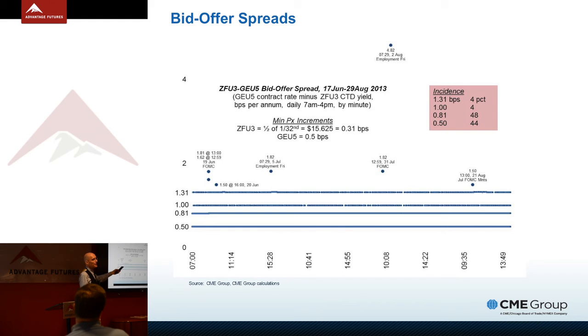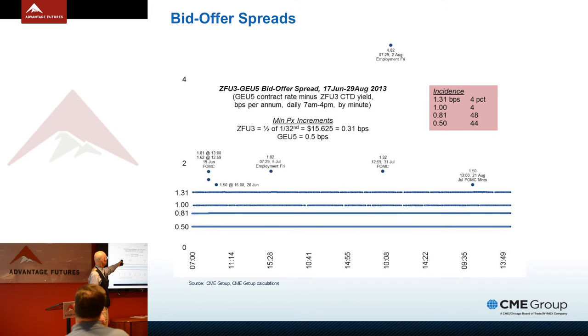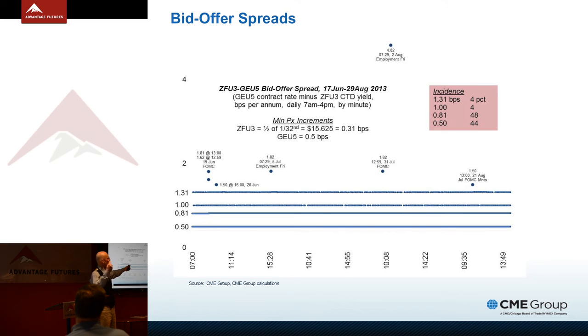These coincide with macroeconomic events. This is 1 p.m. Chicago time on the 19th of June. The FOMC adjourned. What happened here? This is 7:29 on the 5th of July, Employment Friday, 1 minute before the headline. Ditto here. Look at that.